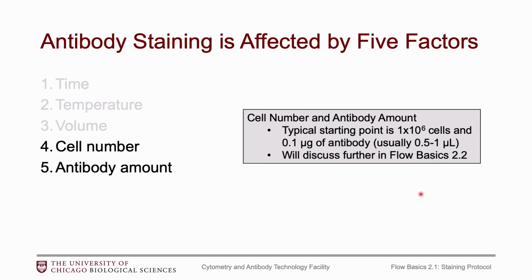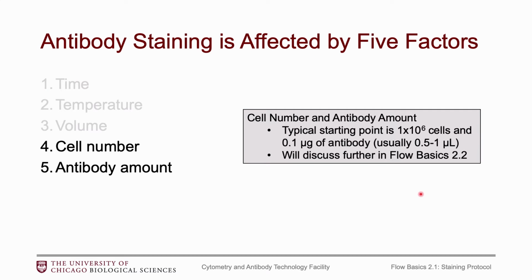And then finally, cell number and antibody amount. Obviously, these depend on volume a bit because really the important thing is cell concentration and antibody concentration. But to start with, 1,000,000 cells is a good place to begin with. And for an antibody amount, generally 0.1 micrograms of antibody, which depending on the concentration of your antibody, oftentimes works out to be somewhere between half a microliter to a microliter of antibody.